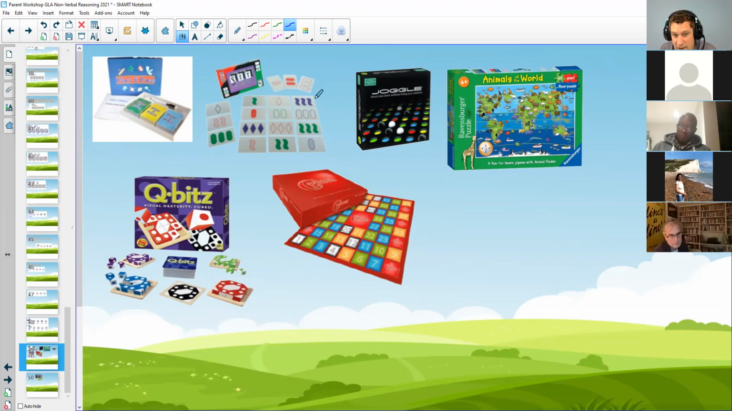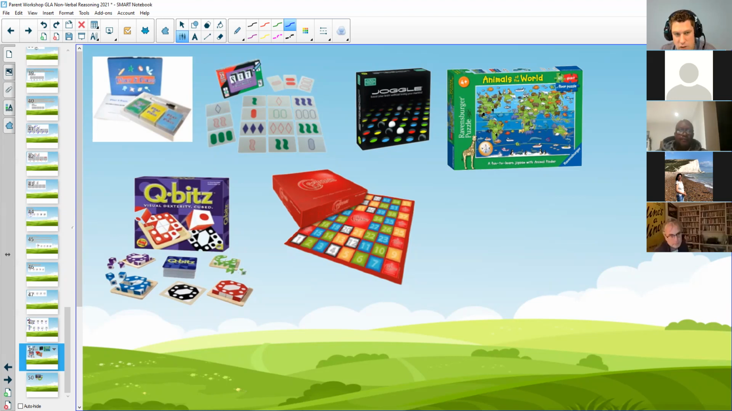Set is another game that we actually use a lot in the classrooms. It's a visual perception game. It's to teach children about looking for different variables. It's good fun. It teaches them about shape, size, number, lots of different variables.